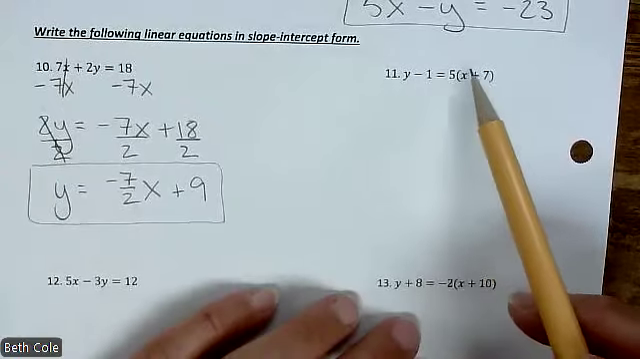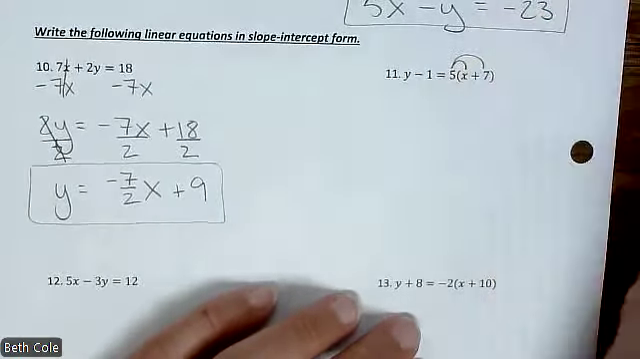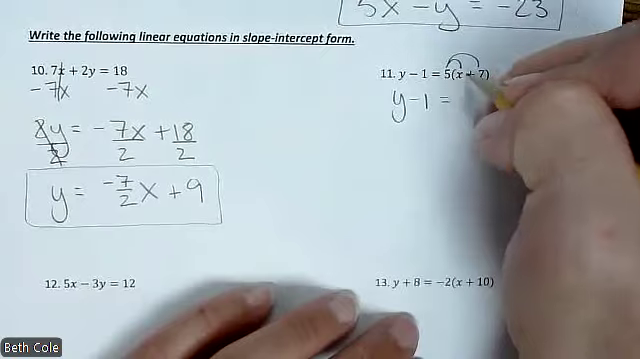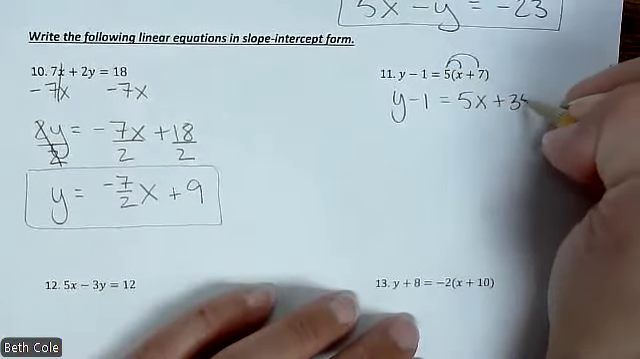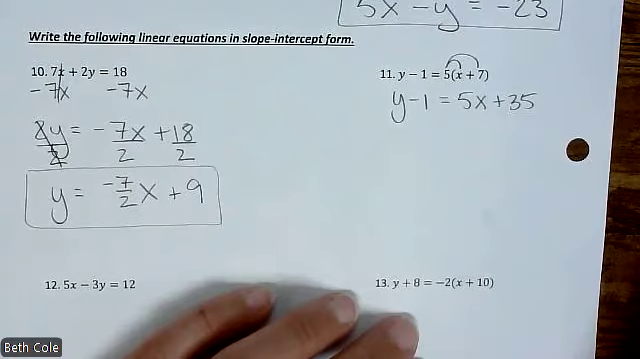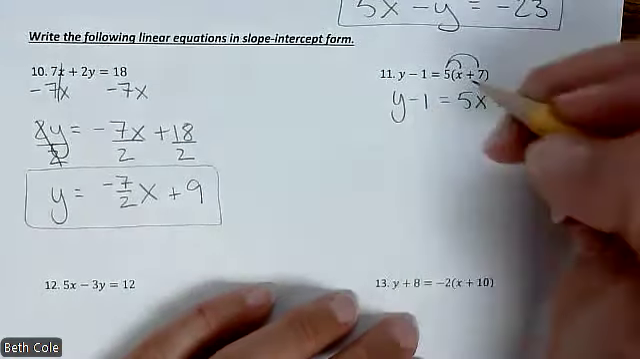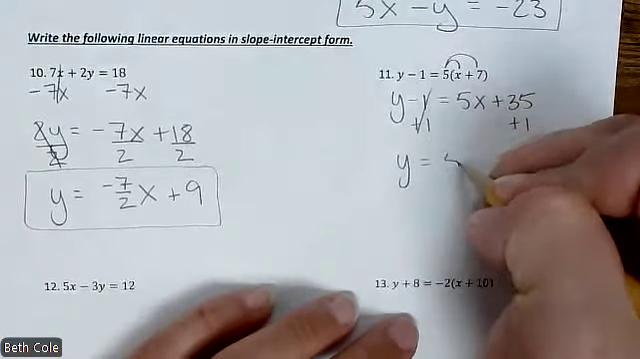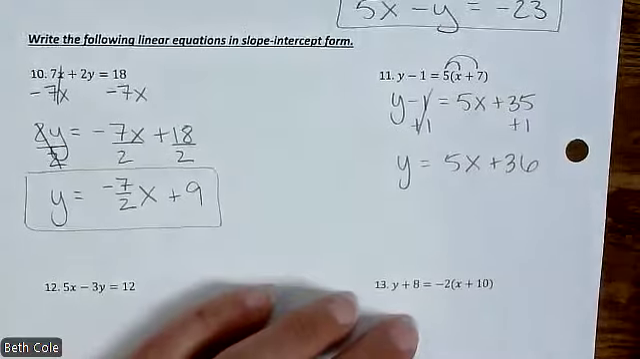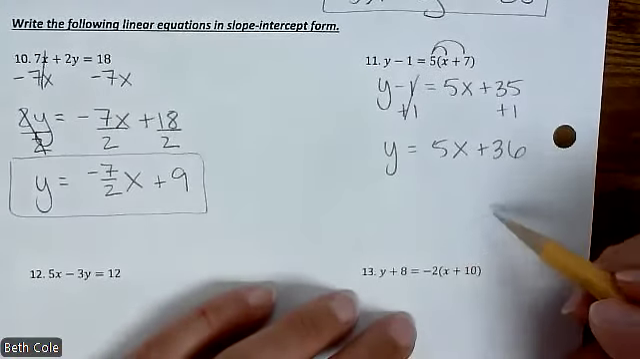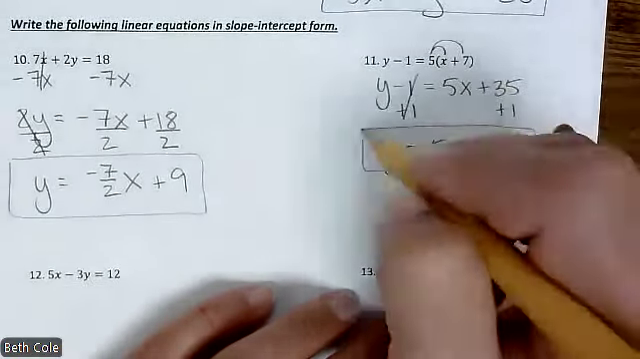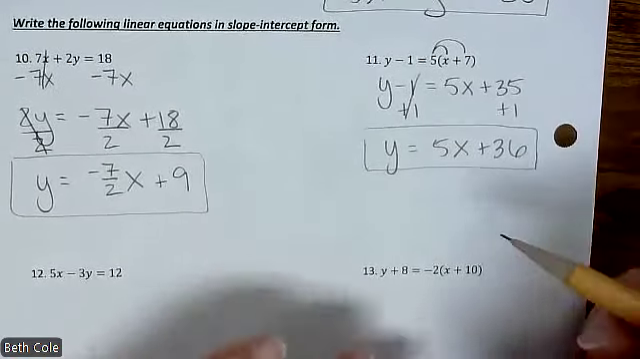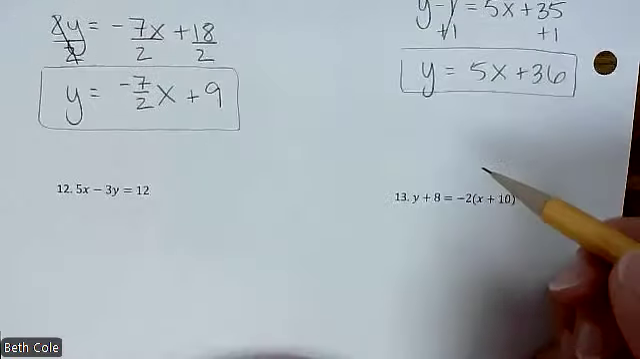So this one starts out in point slope form. Again, the first thing I want to do is get rid of the parentheses. So we're going to distribute the 5. This side is going to just stay what it is. That would be 5x plus 35. And then I want to get the y alone. So I'm going to add this 1 to the other side. So y equals 5x plus 36. And then you have it in your slope-intercept form. y equals mx plus b. Your slope is 5, and your y-intercept is 36. It's hitting the y-axis at 0, 36.